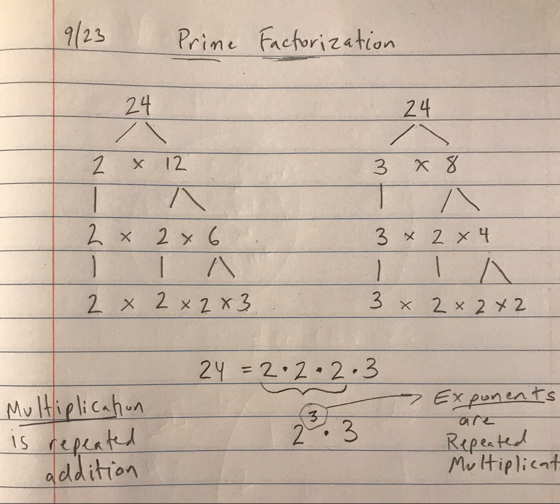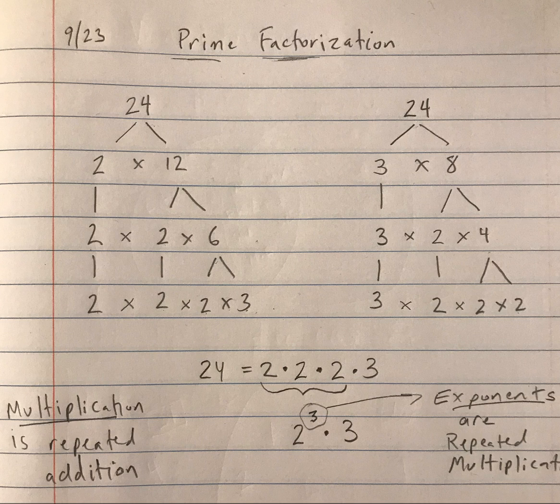On the left we have one that starts with 2 times 12. Anytime we have a prime factor, we bring it straight down, and anytime we have a composite number, we break it down further, and it doesn't matter how we do it. So the next row after 2 times 12 becomes 2 times 2 times 6, as an example. We bring down the primes, and we break down 6, and we get 2 times 2 times 2 times 3. This is the prime factorization for 24.